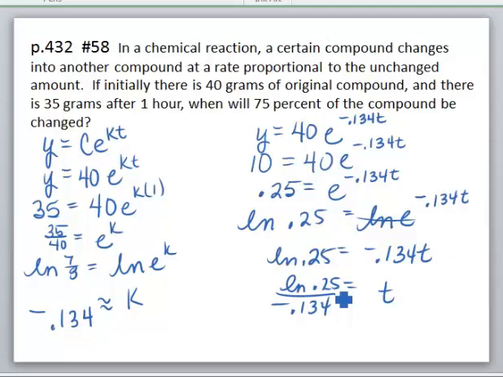This answer, the ln of 0.25, is a negative 1.386 divided by a negative 0.134. So I'll divide by a negative 0.134. That gives me the time to be approximately 10.3 hours.